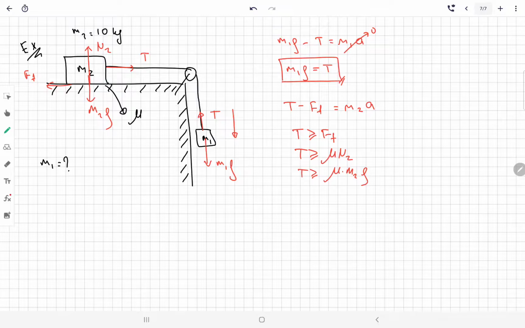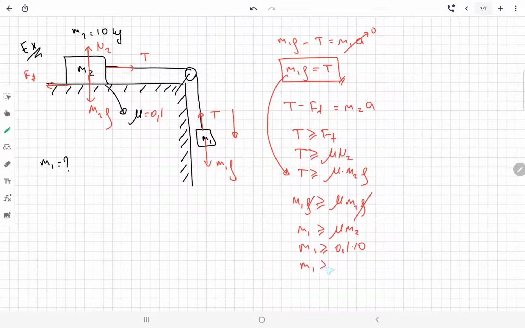And this tension equals M1G. So M1G equal or greater than mu M2G. We can cancel gravity. So mass M1 should be equal or greater than coefficient of friction times M2. For example, coefficient of friction, let's say equal to 0.1. So M1 should be at least equal to 0.1 times 10. M1 should be greater than 1 kilogram. Only in this case, system can move. It should be greater than 1 kilogram.